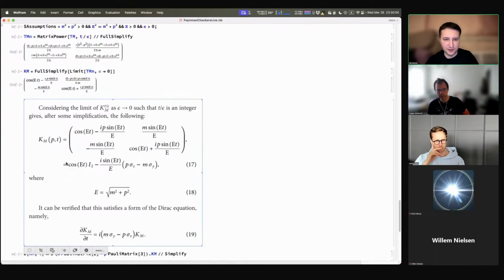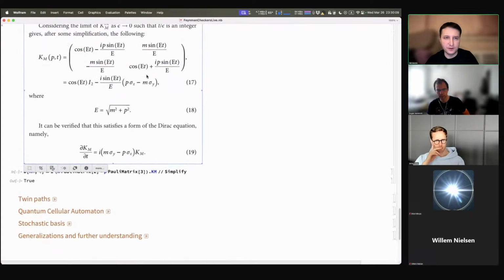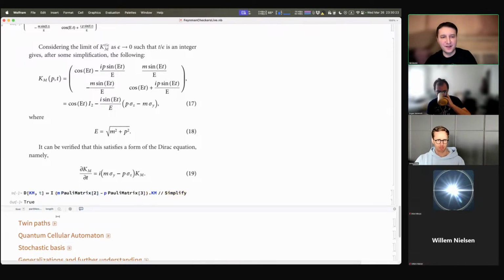And this is just a screenshot from the paper where I reproduced the same expression matrix, and then you can also plug it into the Dirac equation, but the Fourier version of it, so in momentum space, and also verify that it works. So basically, that's how we extract the physics from this model. But the model fundamentally is discrete. Okay.